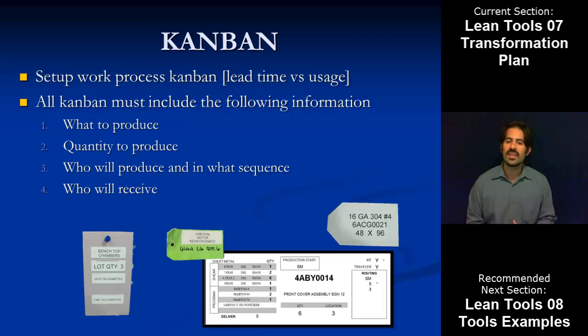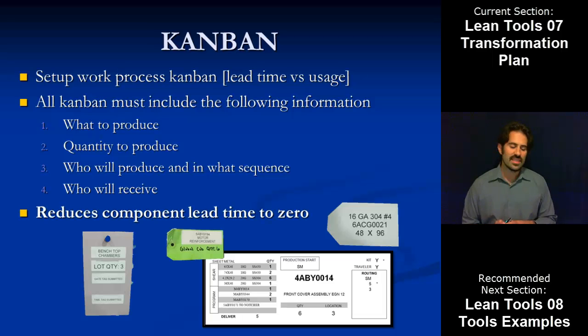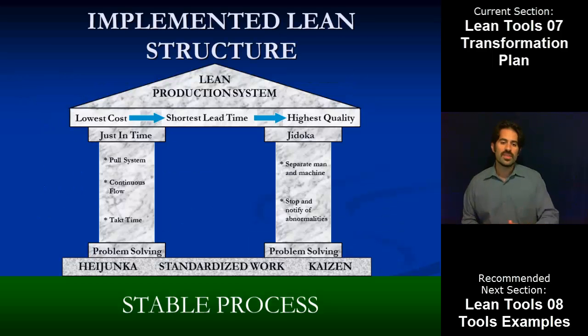So KANBAN can take any different type of shape or form. There's 4 examples shown here. It's customizable for every application, but we want to make sure it at least addresses those four key elements. And then the last thing, just as a footnote, is that when we use KANBAN, it effectively reduces our component lead time to 0 because we've created the material store and the finished goods store. So anytime anyone at any point in our production process needs any part, it's on the shelf waiting for them. That's what KANBAN lets us do. And so then, just as a review, this is the implemented structure that we've created.